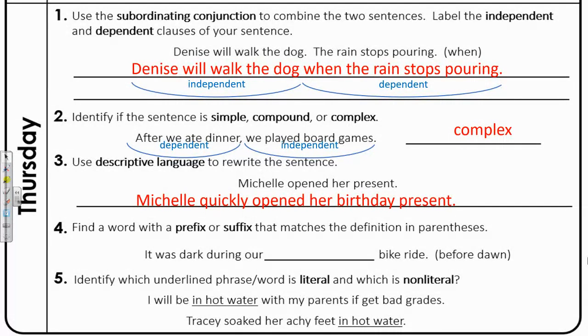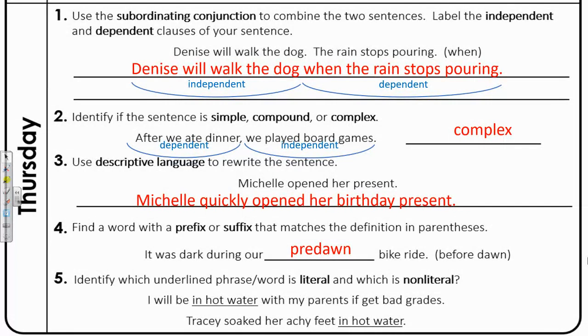Number 4, find a word with a prefix or suffix that matches the definition in parentheses. It was dark during our blank bike ride. They want us to use a word that means before dawn. Well, I know there's a prefix that means before, and that is pre. So a word that means before dawn is a pre-dawn bike ride.